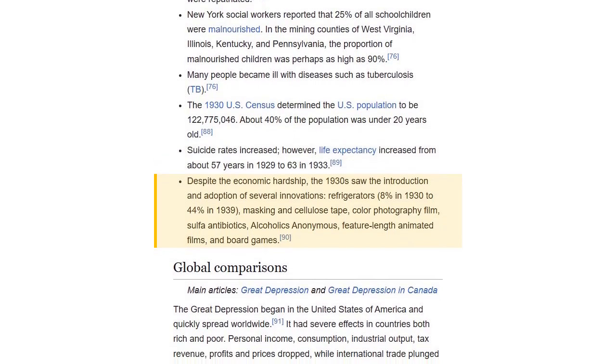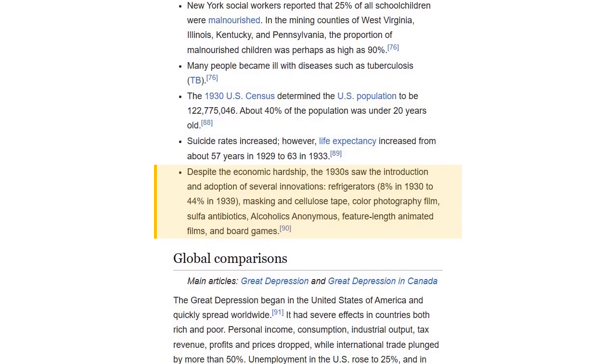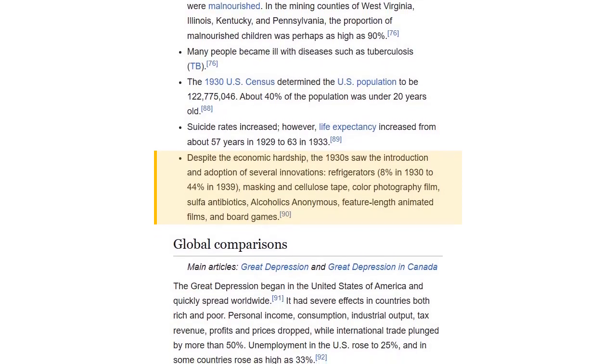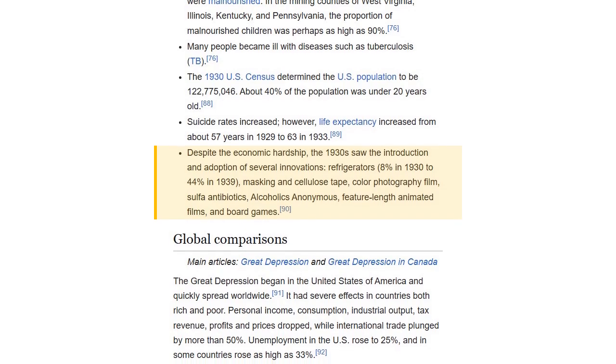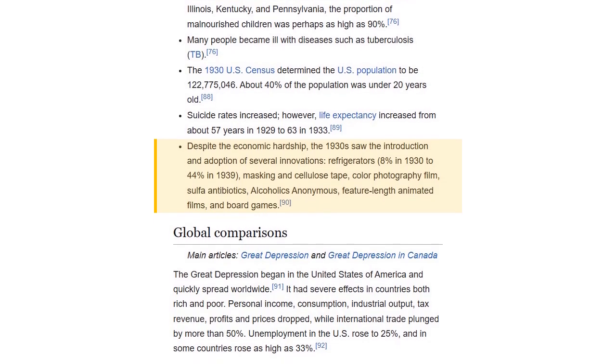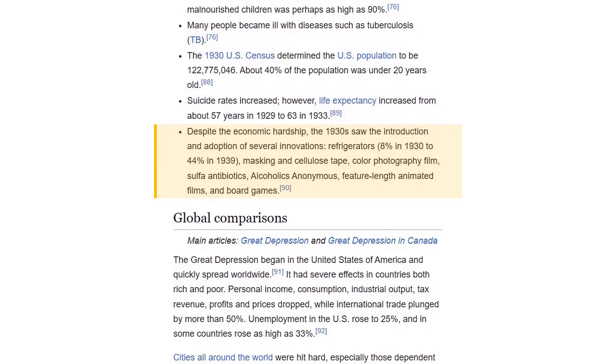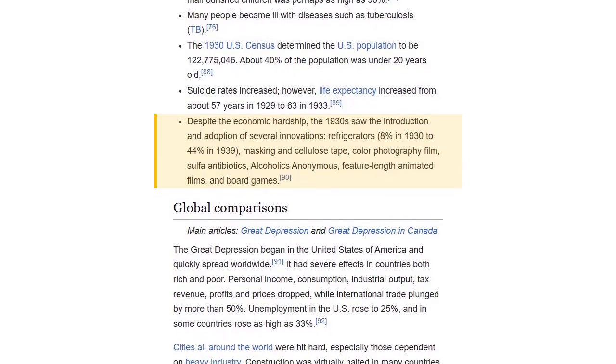Despite the economic hardship, the 1930s saw the introduction and adoption of several innovations. Refrigerators, 8% in 1930 to 44% in 1939. Masking and cellulose tape. Color photography film. Sulfur antibiotics. Alcoholics Anonymous. Feature-length animated films.